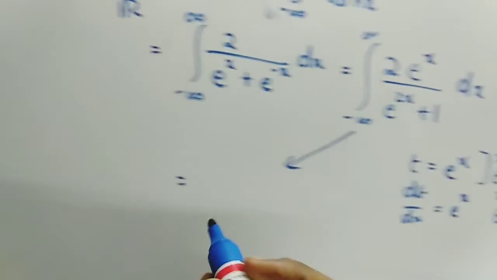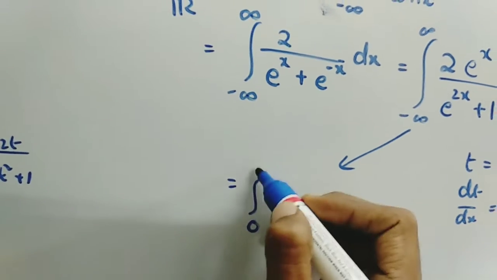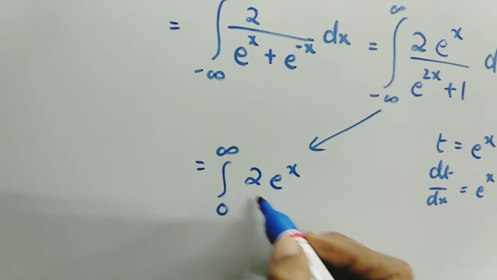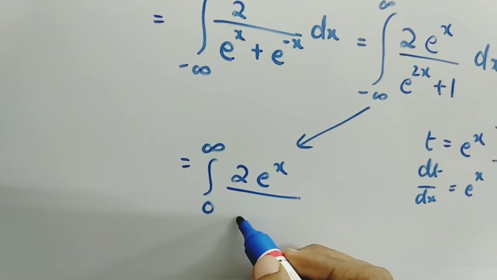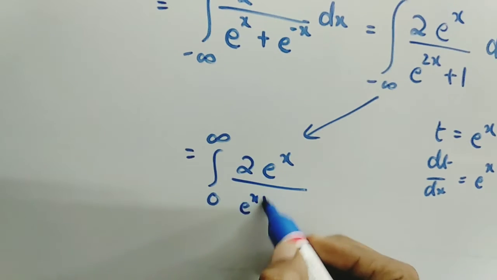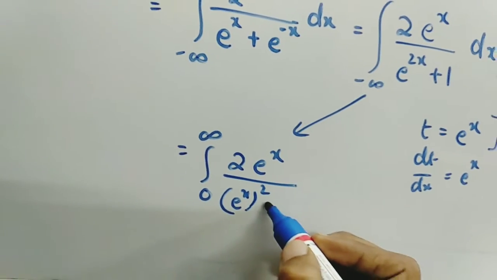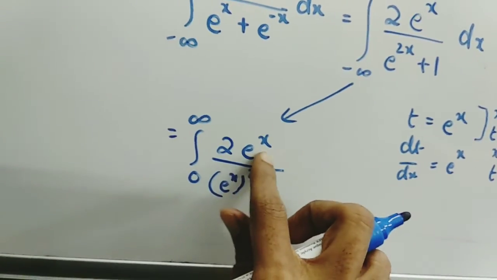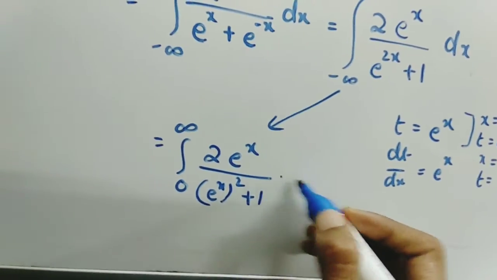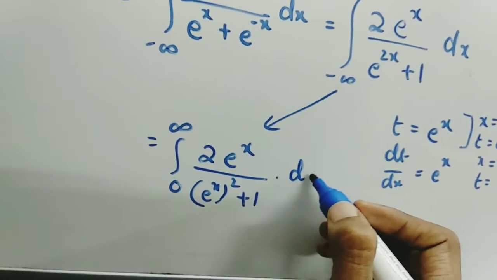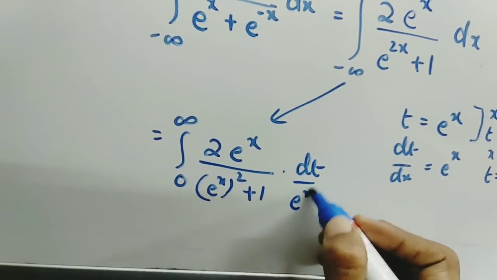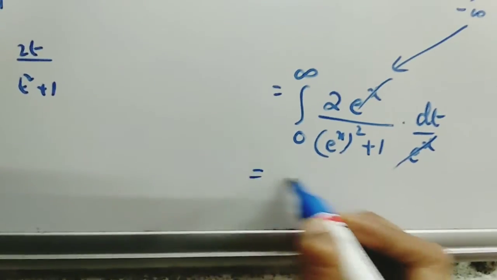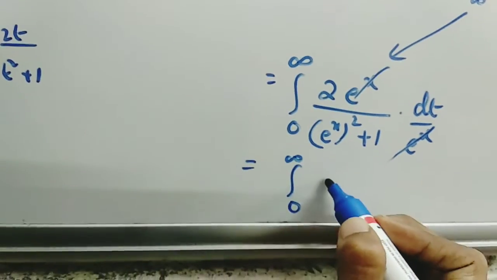So just write 2 e to the power x, because it will get cancelled, and e to the power x whole square, or it is t square. We can write in the next step plus 1 dx. In place of dx, we can write dt by e to the power x, which can get cancelled. So e to the power x and e to the power x get cancelled, and in place of e to the power x, we can write t. So it is the integral from 0 to infinity of 2 by t square plus 1 dt.